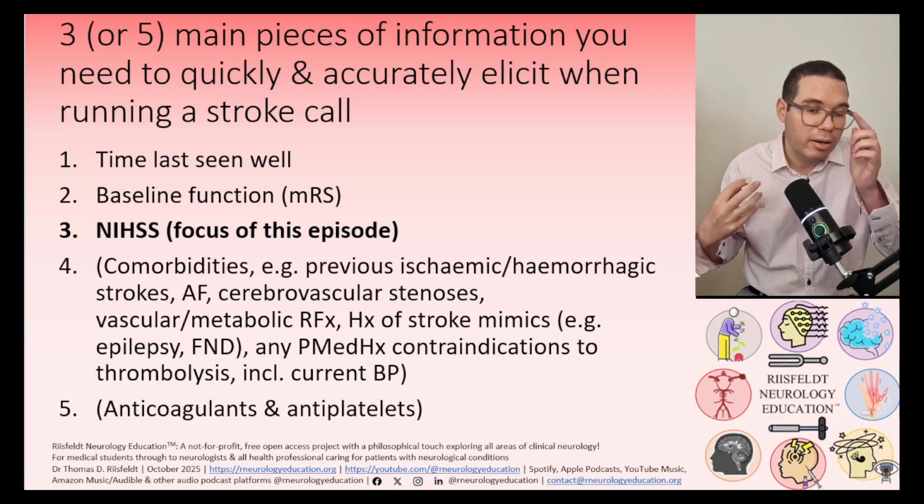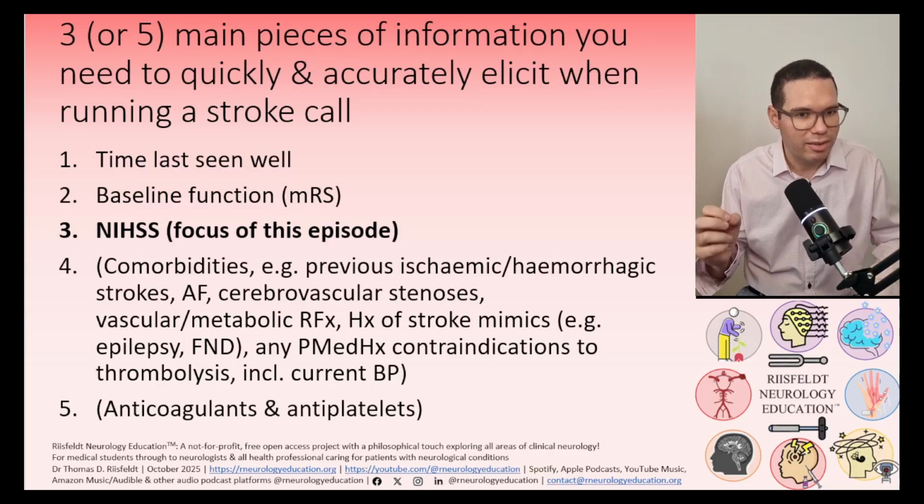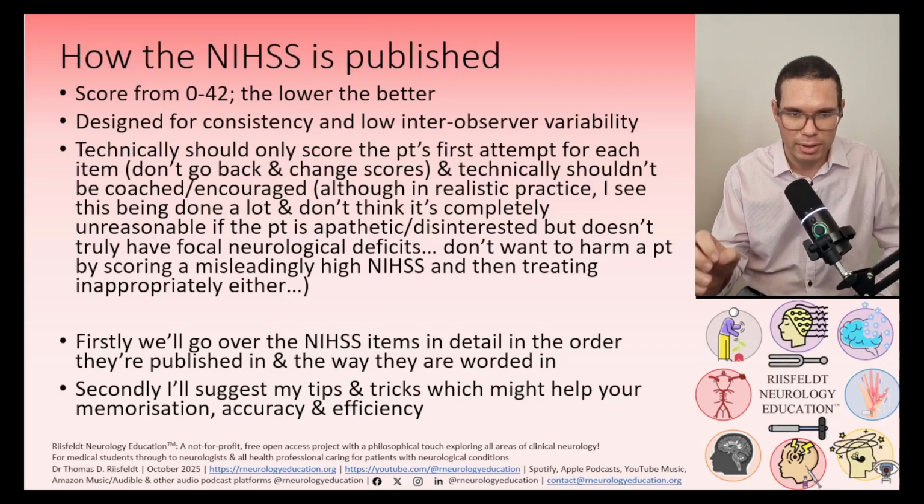I'm going to do a separate episode explaining how to run a stroke call and how to put all of this together. But this specific episode is going to focus on the NIHSS assessment itself. So how to do the NIHSS assessment. So let's dive into it.